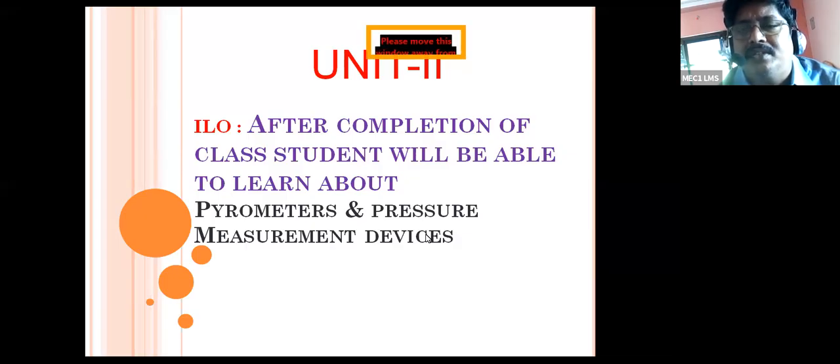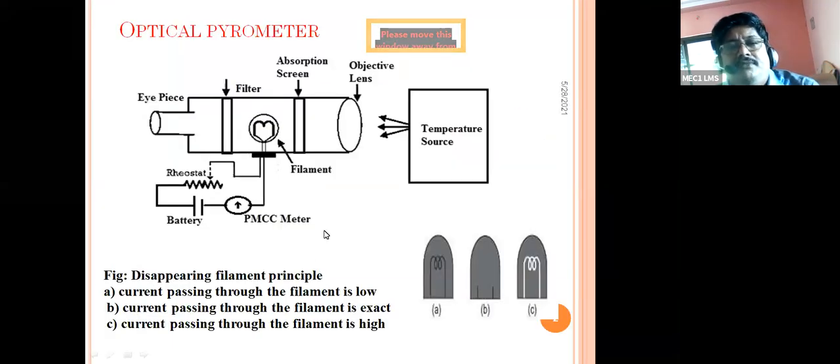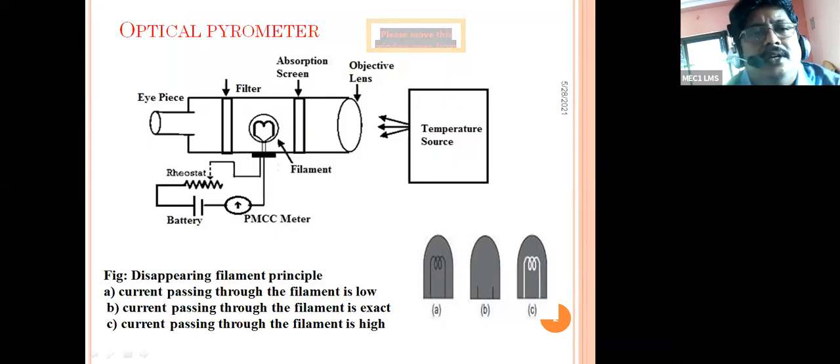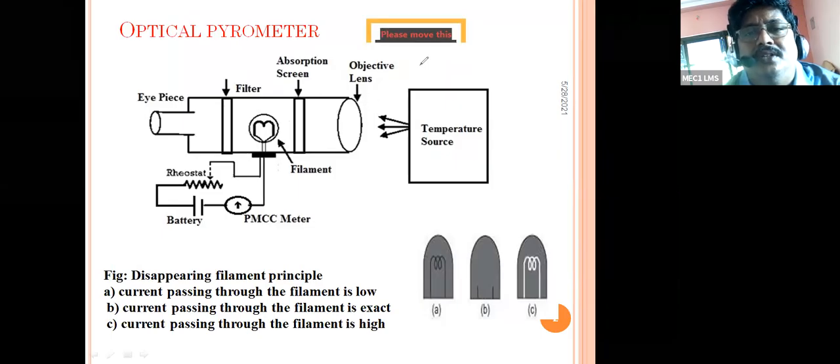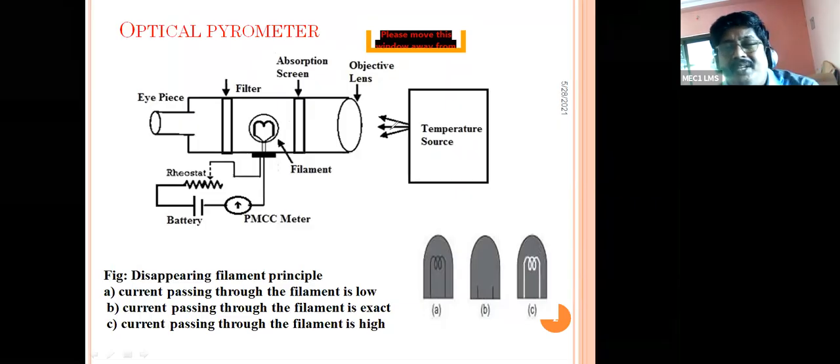the optical pyrometer and the infrared pyrometer. In the optical pyrometer, if you see the figure clearly, it consists of a filter, a screen, and an objective lens. Here is the temperature emitting body, which emits radiation from the source. This optical pyrometer works on the principle of a monochromatic source of light. Radiation is emitted from a body, having heat, so it has a temperature, and the temperature varies.